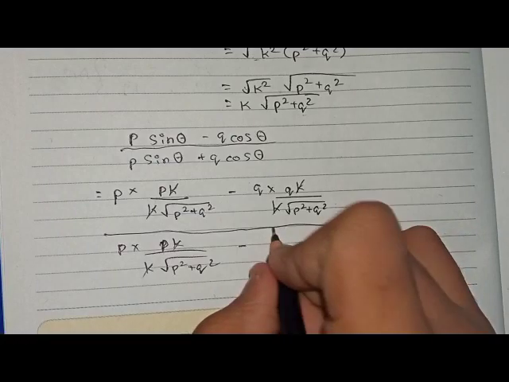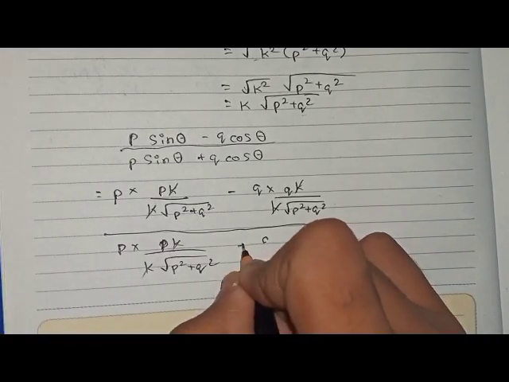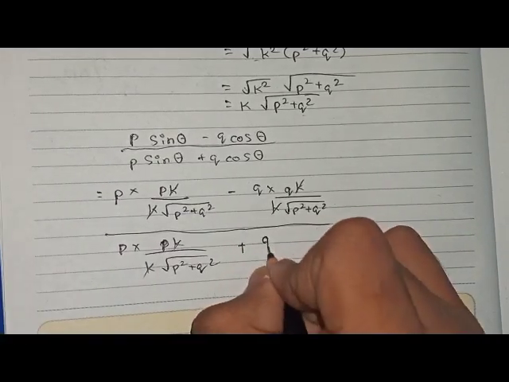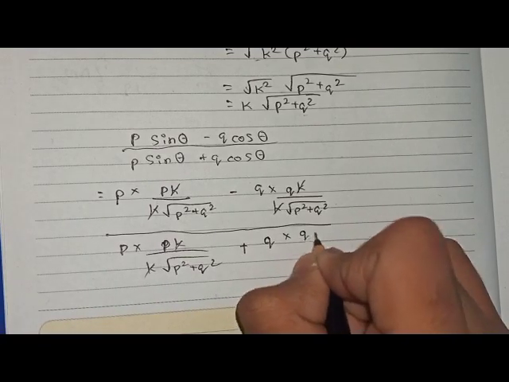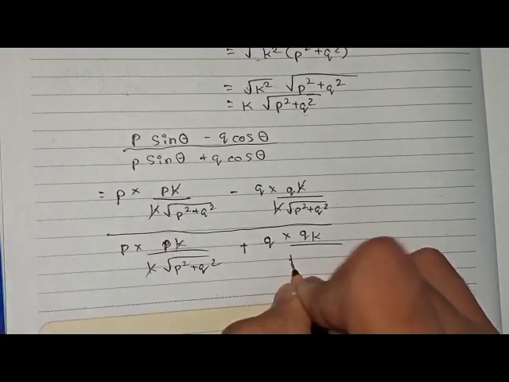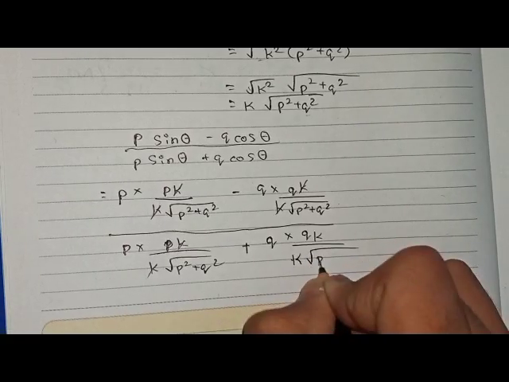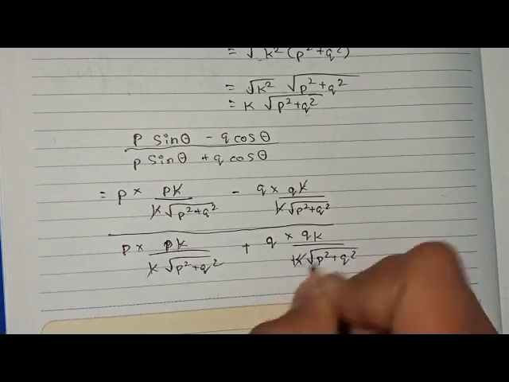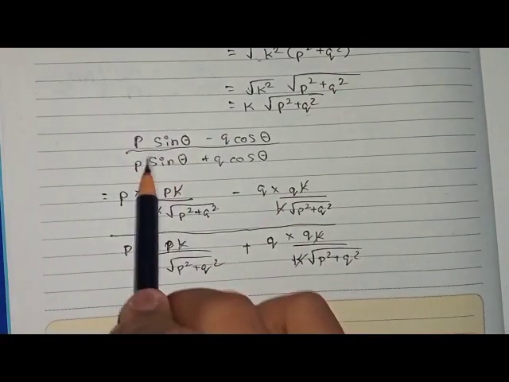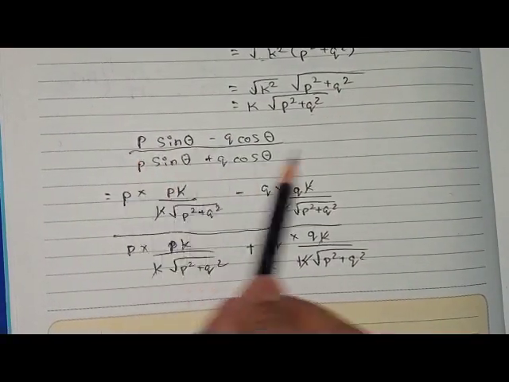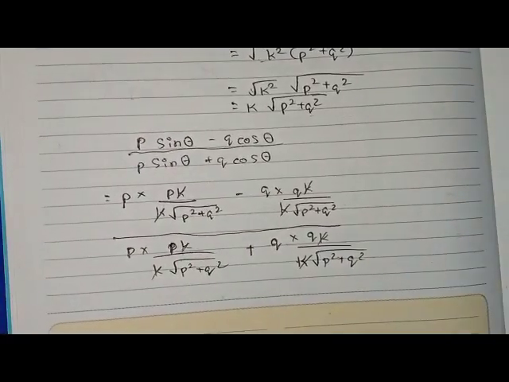Minus, sorry, here plus, q into qk by k root over p square plus q square. So we got the expansion form of the expression. So this value we got. Now I have to simplify this form.